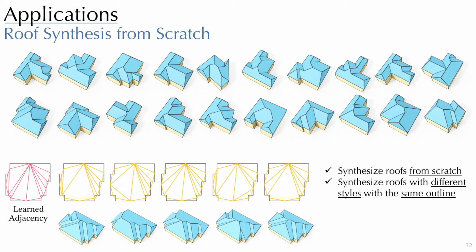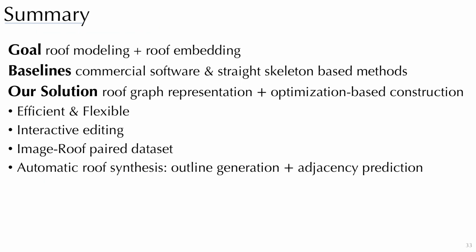Here we show some examples of the synthesized roofs. Since our network predicts the probability of the adjacency, this allows us to extract multiple dual graphs with the same outline. Therefore, we can also synthesize roofs with different styles but with the same outline.